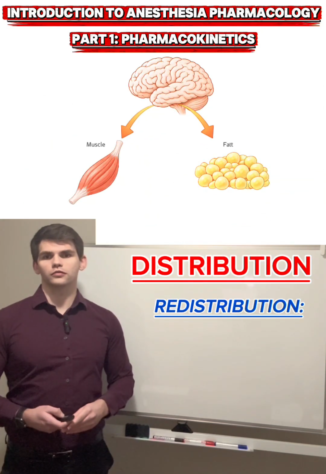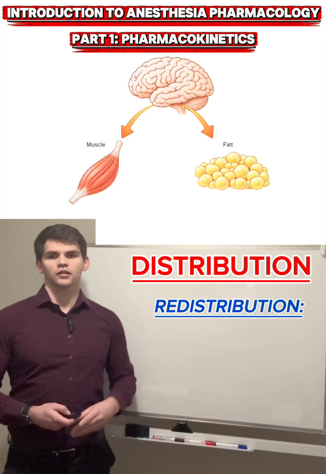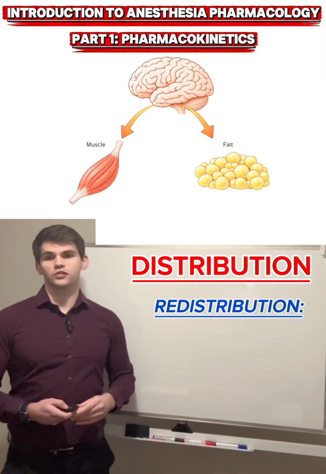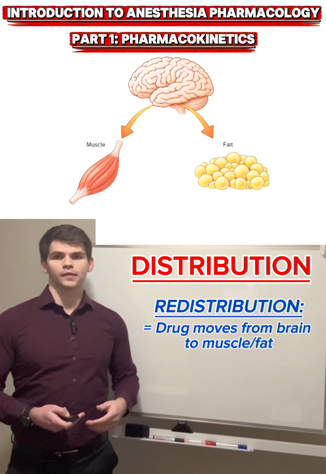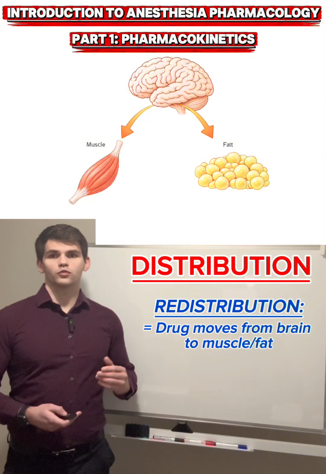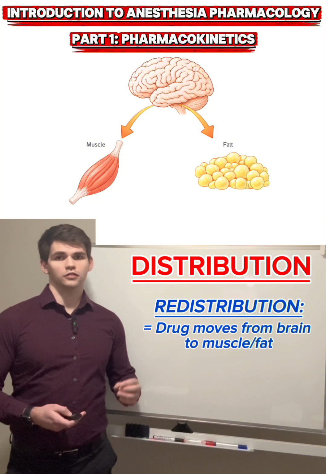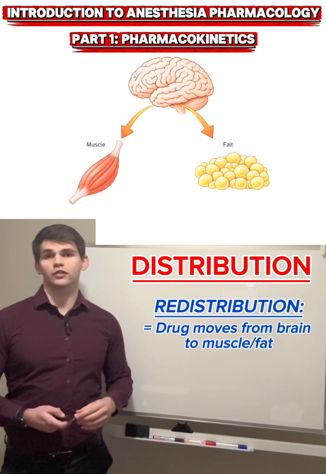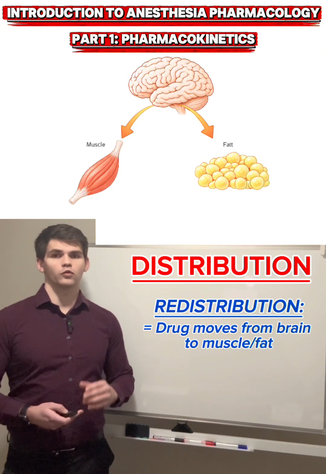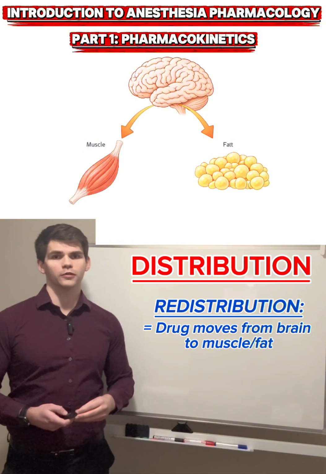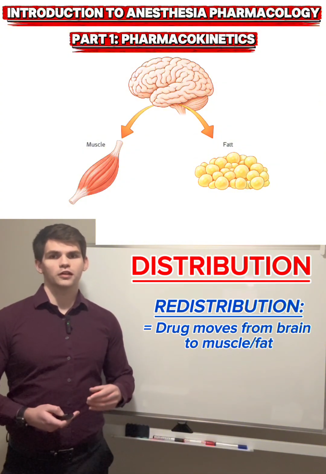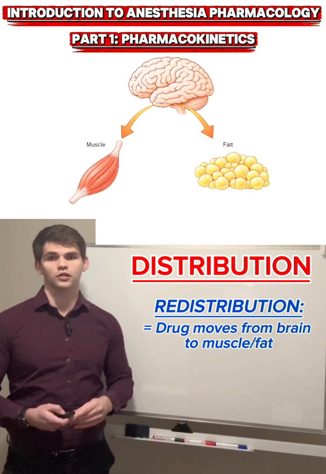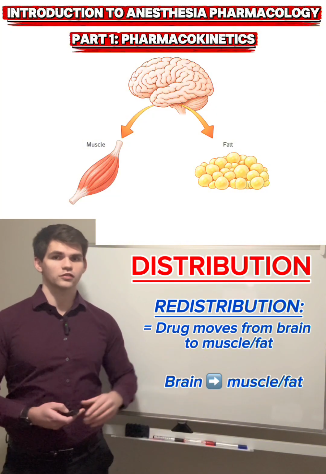And then we have redistribution, which is a huge anesthesia concept. After the drug initially goes to highly perfused organs like the brain, it can move into less perfused tissues like muscle and fat. So redistribution is drug moves from brain to muscle and fat. This helps explain why some IV anesthetics wear off quickly after a bolus. For example, with propofol, the patient may begin to wake up, not because the entire drug is gone, but because the concentration in the brain has fallen as the drug redistributes into other tissues. So it goes from the brain to the muscle and fat.